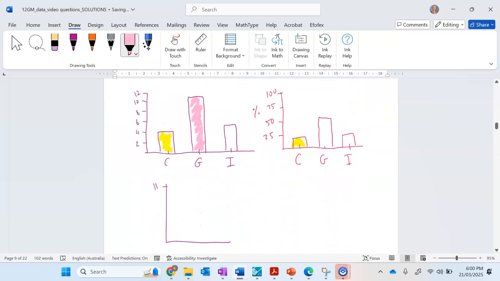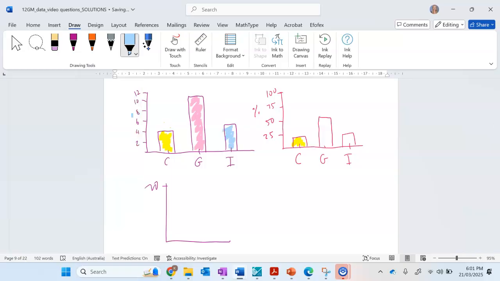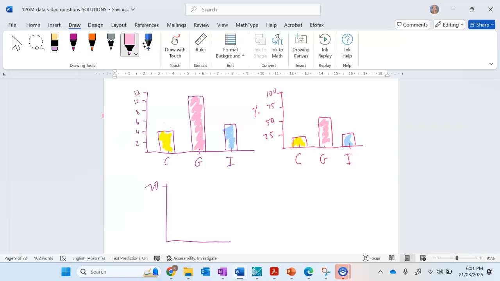No, that was 20, sorry. It's 20. I really need to stop doing these videos late at night. And that's blue. Pink. So instead of having the 3 separate bars, you just have one big bar.